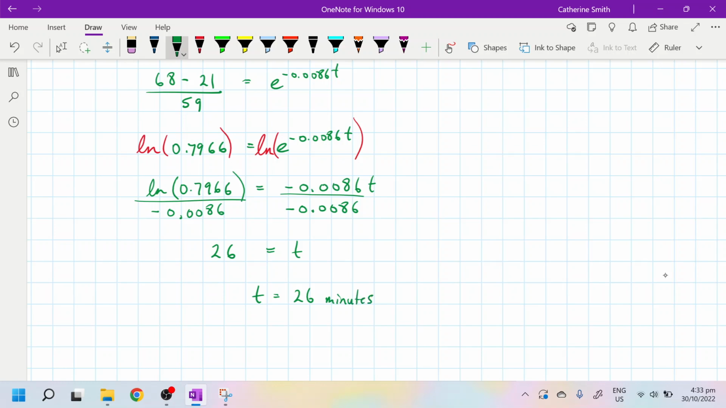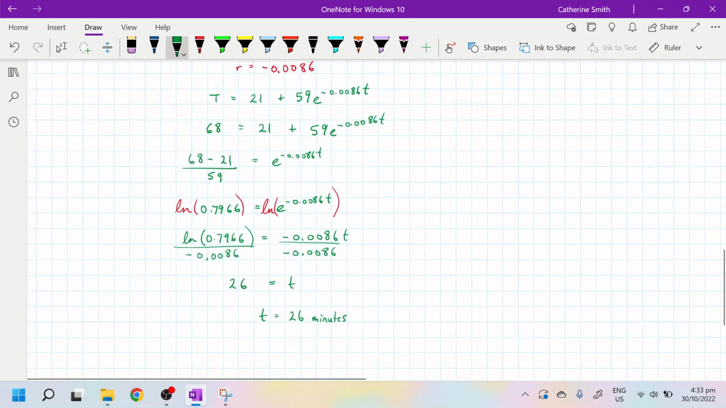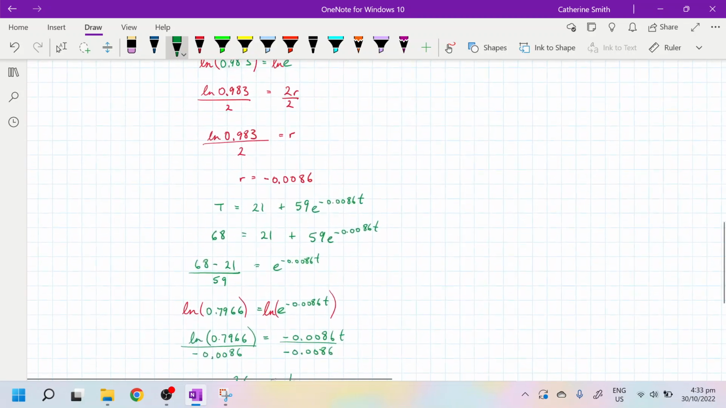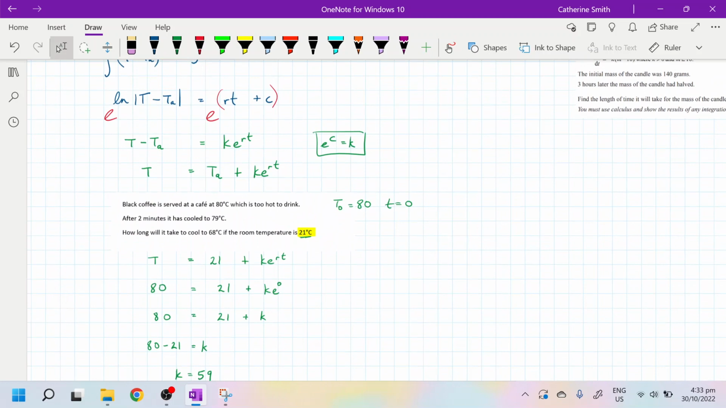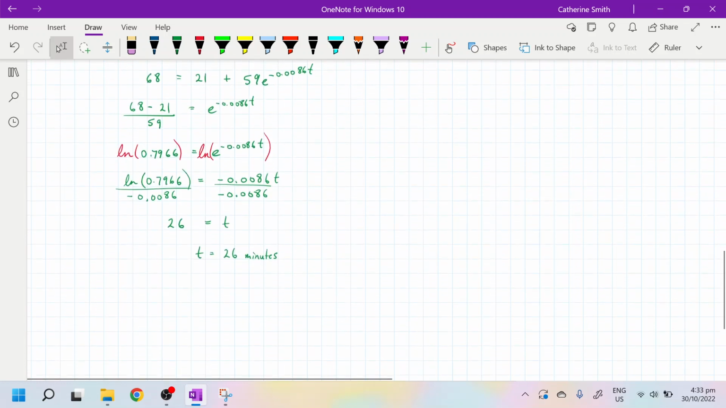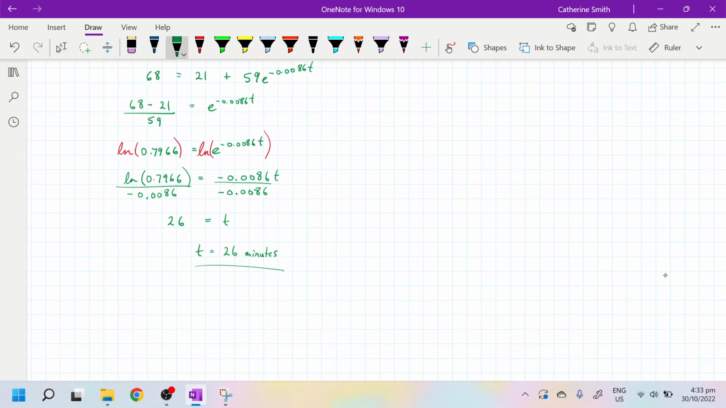which seems rather a large number for this to cool down from 80 degrees to 68. The reason for that is probably that I made up the numbers myself. Probably after 2 minutes it would be cooler than 79. So that's probably why the answer is a bit weird. So that's my bad, but the method is correct.